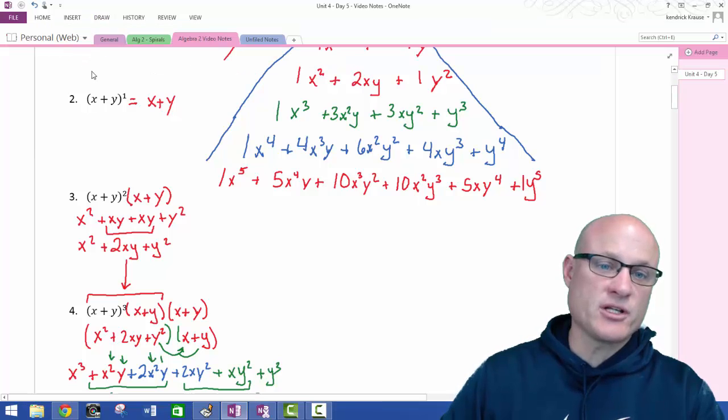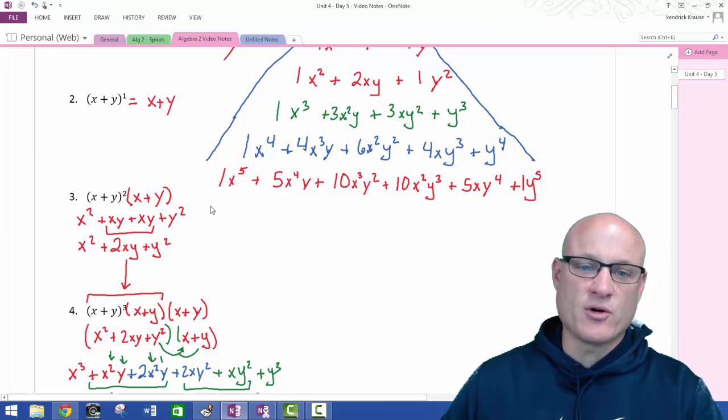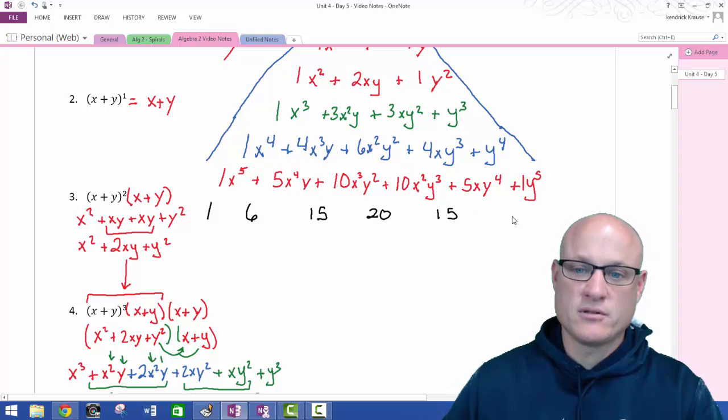I'm going to give you the numbers, or what we call the coefficients. I'm going to give you the coefficients in front. 1, 6, 15, 20, 15, 6, 1.